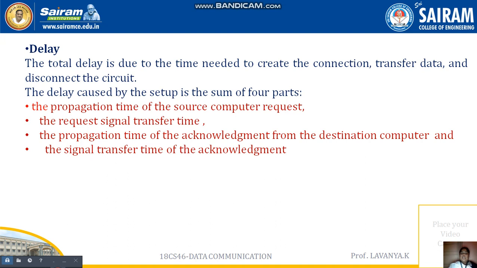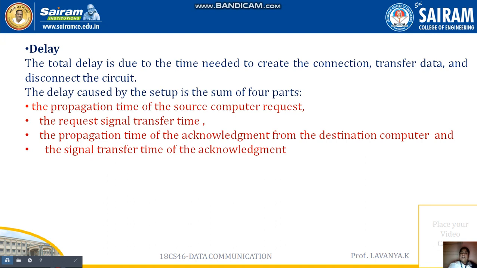The first one is the propagation time of the source computer request. The second one is the request signal transfer time. The third one is the propagation time of the acknowledgement from the destination computer. And the fourth one is the signal transfer time of the acknowledgement. The propagation time of the source computer means the source or sender side requires time to send the request.